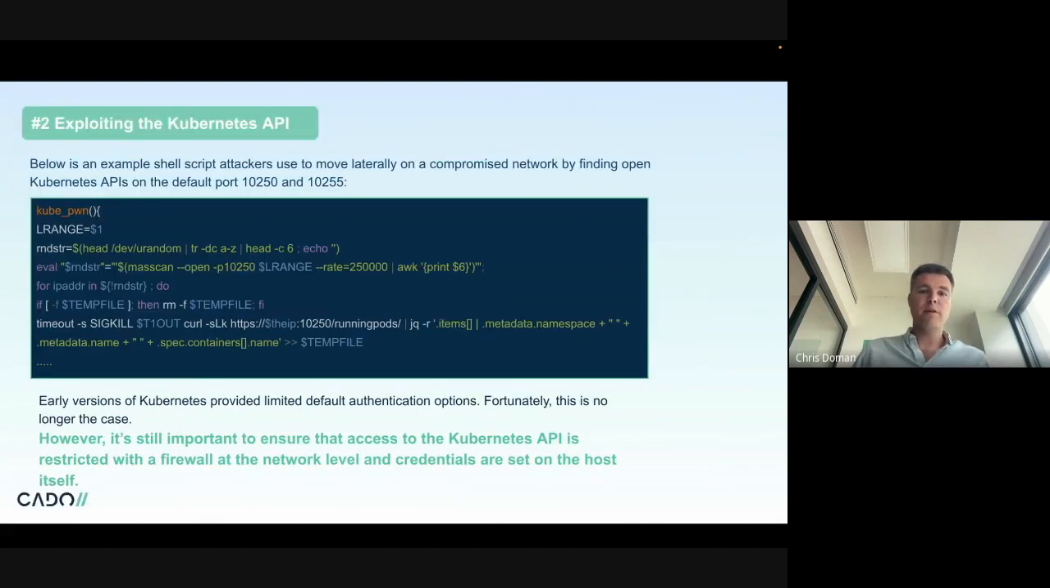Also more remotely over the Kubernetes API. Surprisingly, people still leave this open. If it's open to the internet, you can get people spinning up all kinds of things. So in this case, this is a worm we saw which scans the internet using masscan, finds open Kubernetes APIs, and then runs itself and continues to spread.